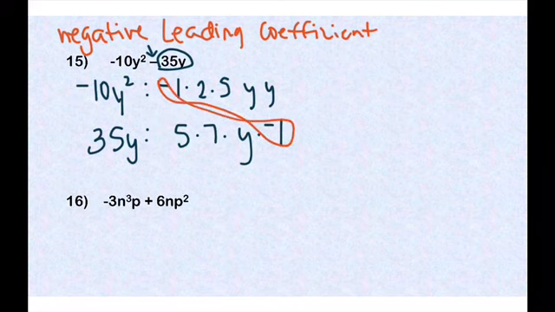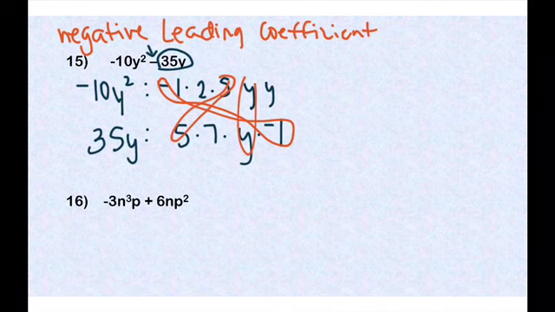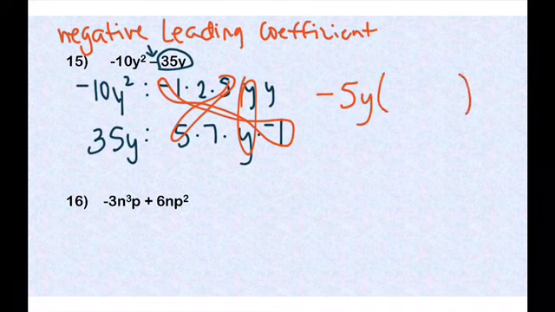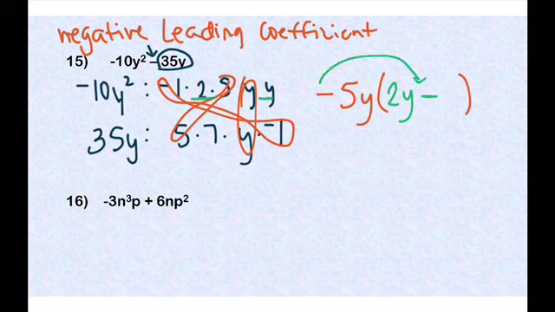So what do they have in common? They have the negative 1 in common, they have the 5 in common, and they have the y in common. So negative 5y, times what? What's left over? 2y. Now this is the tricky part. You can't just put a minus there, because if you do a negative times a negative, then you end up with a positive, and you're supposed to have a negative. So that's actually going to have to be a positive this time. This is where it becomes really important to work it back through and make sure that you're getting what you should be getting. And then this part is 7.